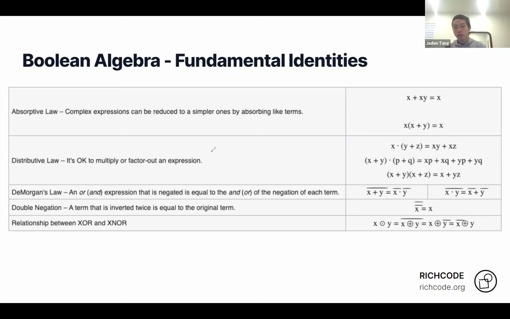And then the distributive law basically just means we're allowed to factor out or multiply by an expression like x times (y plus z), which is the same as xy plus xz.